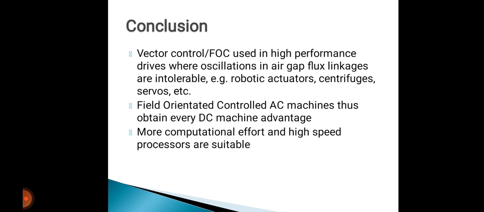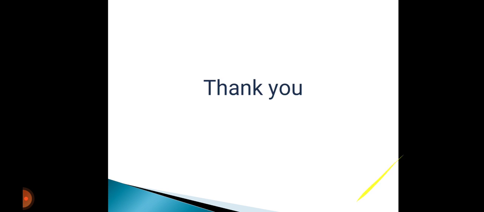In conclusion, vector control requires more computational effort, so high-speed processors are suitable for it. Field orientation control gives AC machines all the advantages of a DC machine. And field orientation control is used in high-performance drives where oscillations in air gap and flux linkages are unacceptable, for example robotics, actuators, centrifuges, servos, etc.